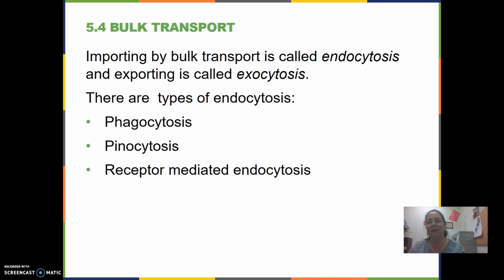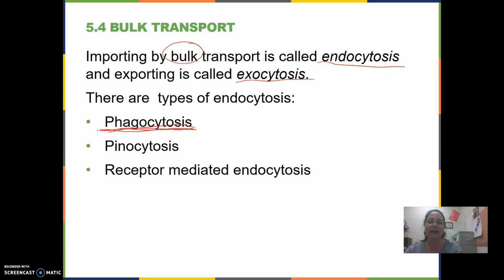Now, we had begun discussing bulk transport. Bulk transport, remember, is the transport of a large or a bulk amount of material across the plasma membrane. If the bulk transport brings material into the cell, it's called endocytosis. And if it exports or secretes the bulk material, it's called exocytosis. And there are 3 types of endocytosis. There is phagocytosis.